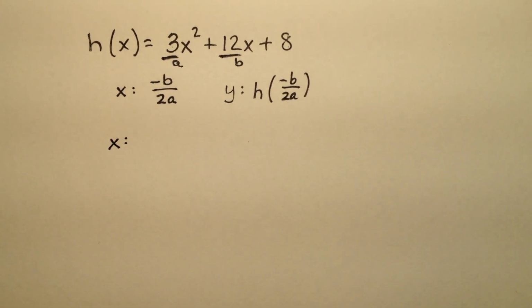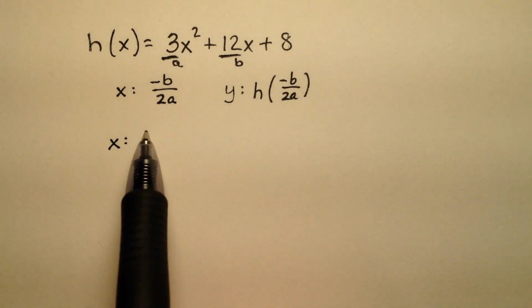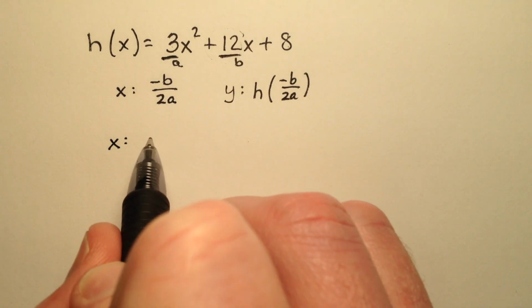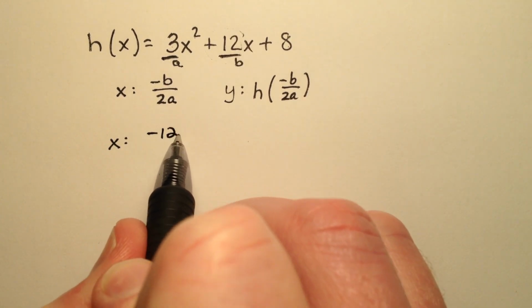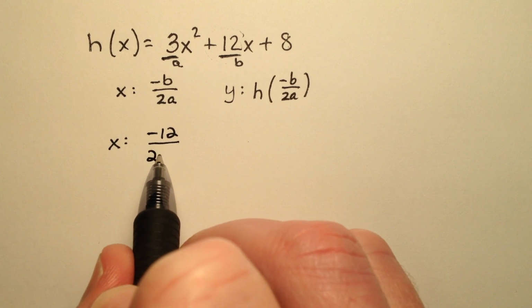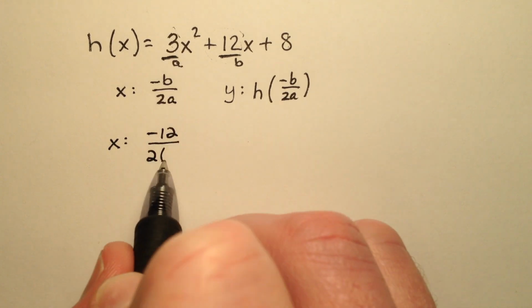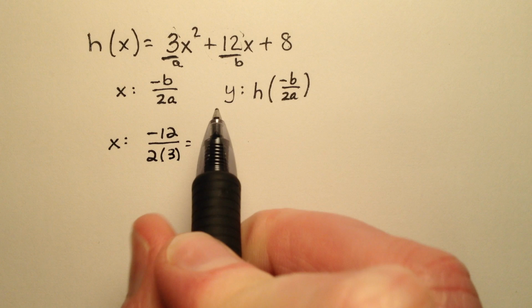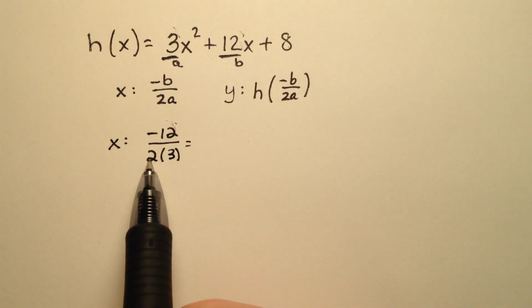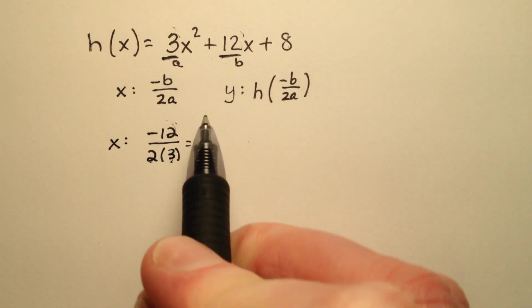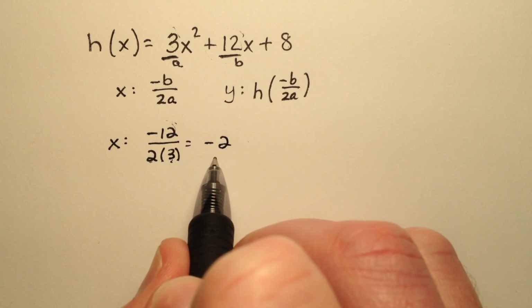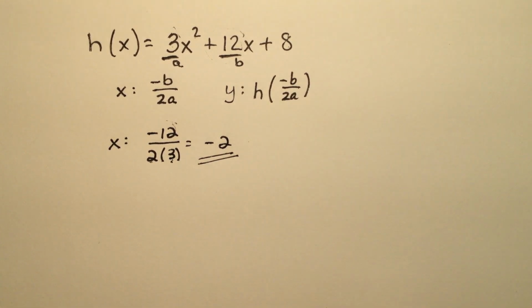So my x-coordinate for my vertex is the opposite of b. So the opposite of 12 will be negative 12. And over 2a, so I'm going to double my a value, which is 3. So it's going to be negative 12 divided by 6, it looks like. So that's negative 2. So my x value for my vertex is negative 2.